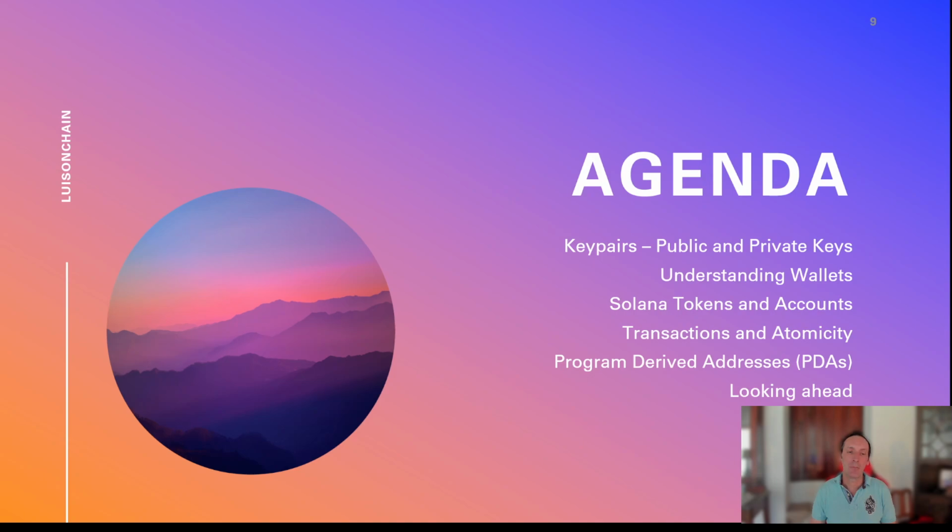In today's agenda, we're going to talk a little bit about key pairs, public and private keys, and understand what they are. Wallets, understand what wallets are. Solana tokens and accounts. Everything in Solana is an account. We're going to talk about transactions and what it means to have an atomic transaction, or atomicity. It's a difficult word to say. Program derived addresses, or PDAs in short.